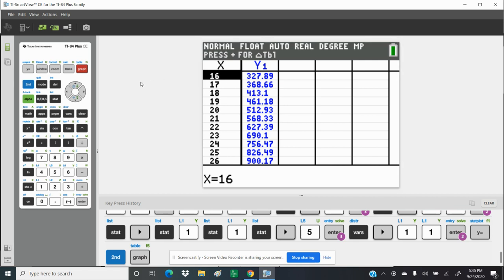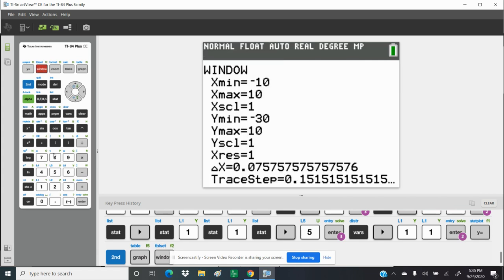The other way you can do it is if you graph this on your calculator. So let me just make sure my window is set right. I'm going to go from 0 to 50. And in my Y's, I'll go from 0 to 2000.